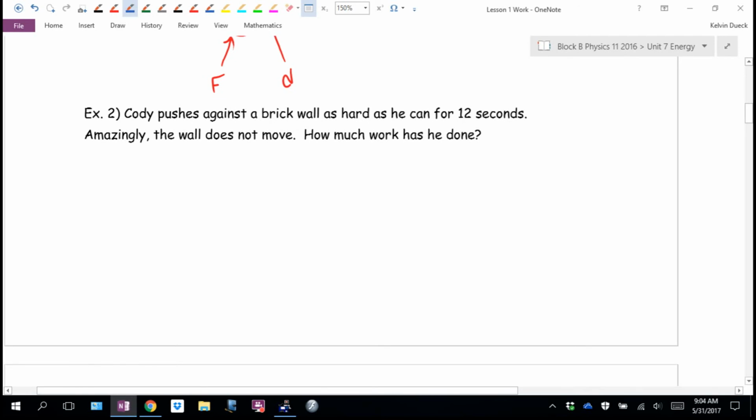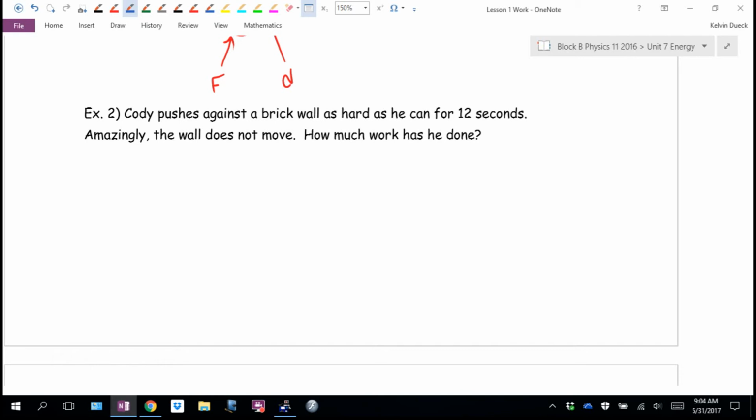Cody pushes against a brick wall as hard as he can for 12 seconds. So I'll be Cody. Here's the brick wall. If I push against the wall as hard as I can, will I get tired if I keep pushing and pushing and pushing? Yes. Am I doing work? Yes. No. Why? Am I applying a force? Yes. Is the wall moving a distance? No.